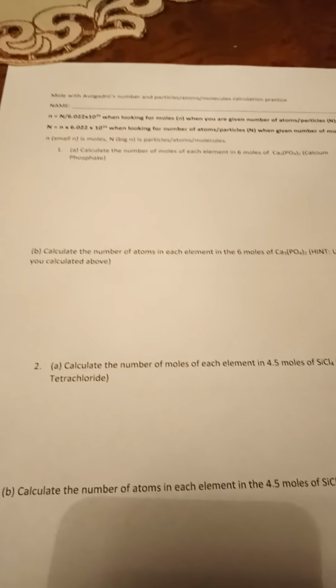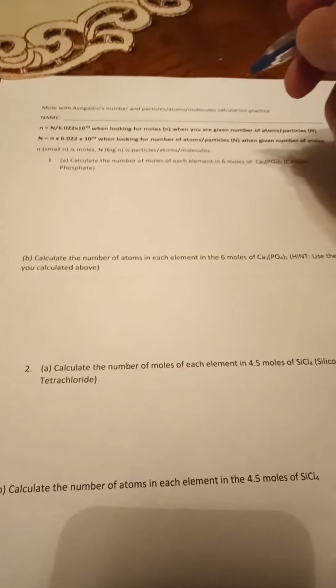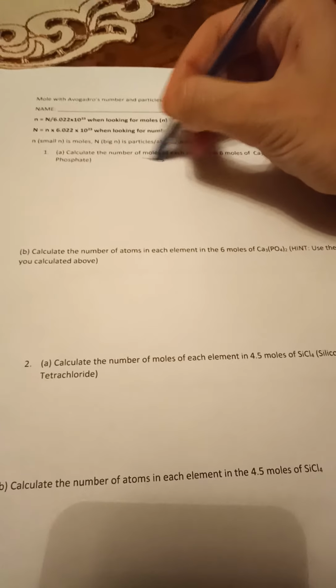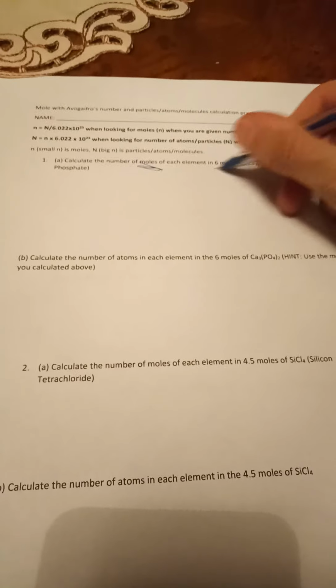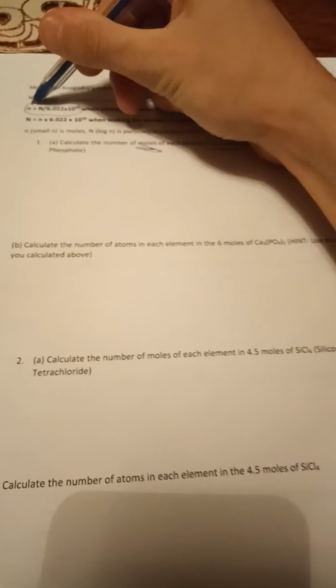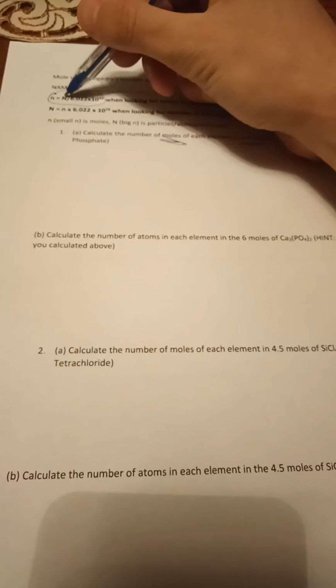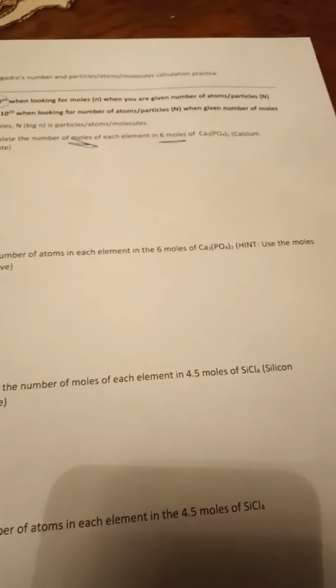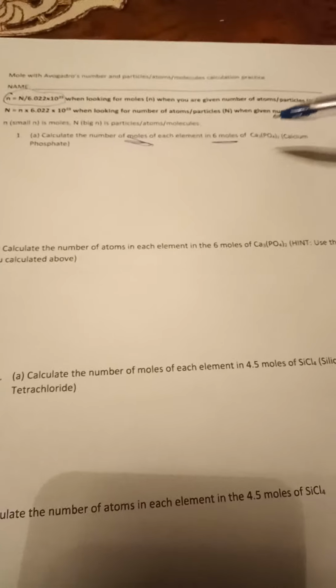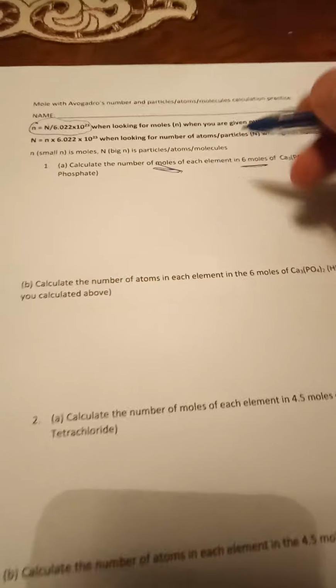So with this question, you're trying to find moles from another number of moles. Usually we'd use that formula, but remember big N is atoms or molecules or particles, so I actually can't use that formula. Whenever it's calculate number of moles from number of moles, what we do is, it says for each element.